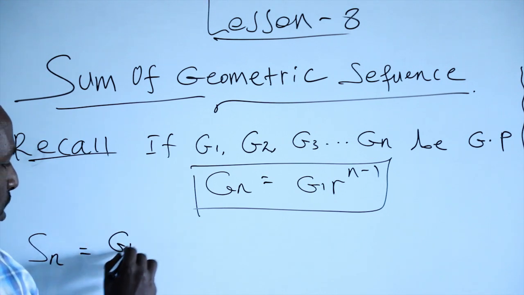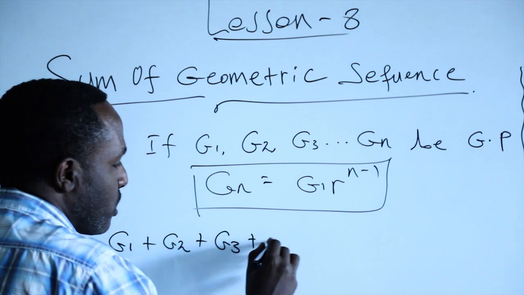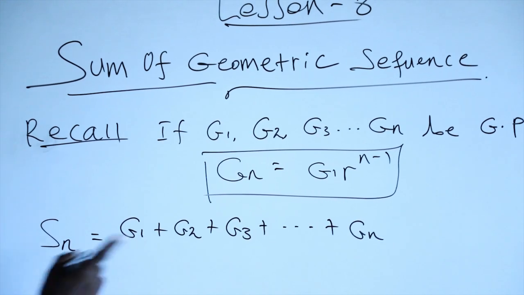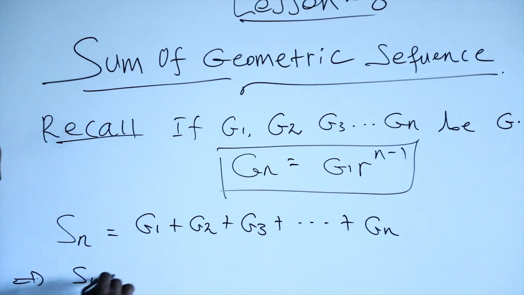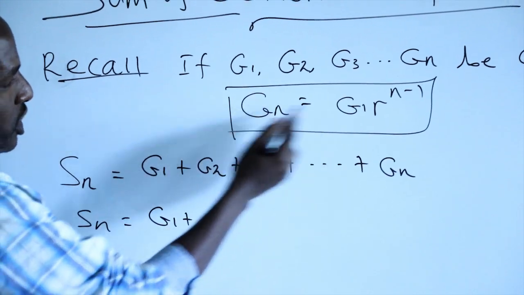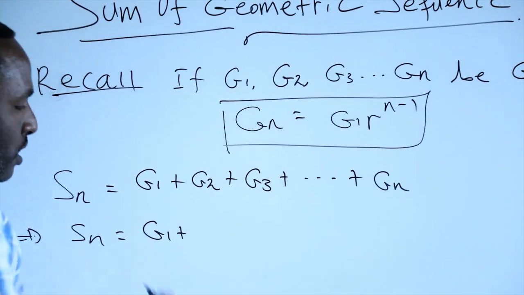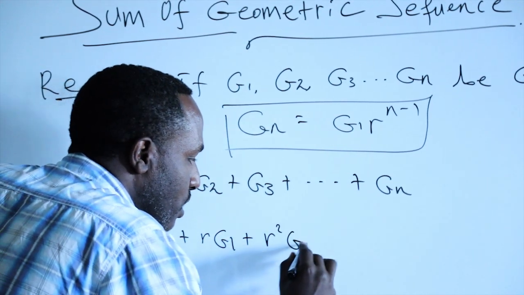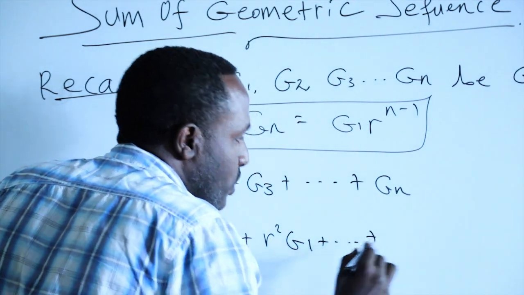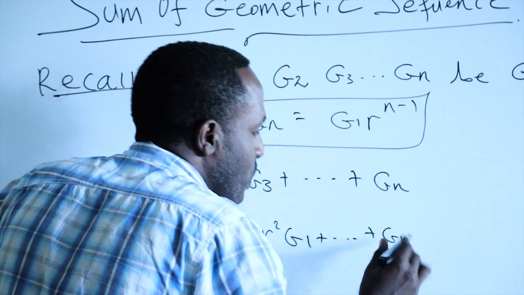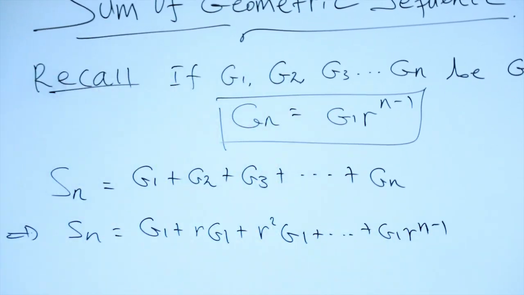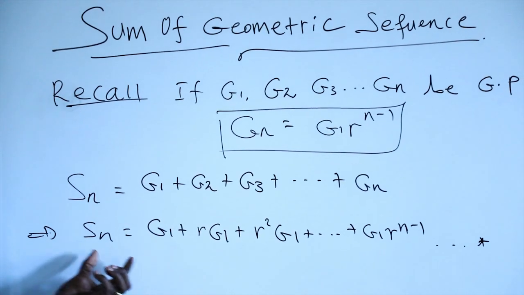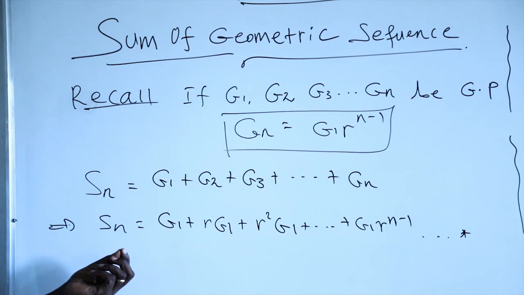Therefore we can say Sn is equal to G1 plus G2 plus G3 plus up to Gn. From this formula, the nth term equals G1 times r to the power of n minus 1. So G2 means r times G1, G3 means r squared times G1, up to Gn, which is G1 times r to the power of n minus 1. Let this be star, which is the partial sum of the geometric progression.